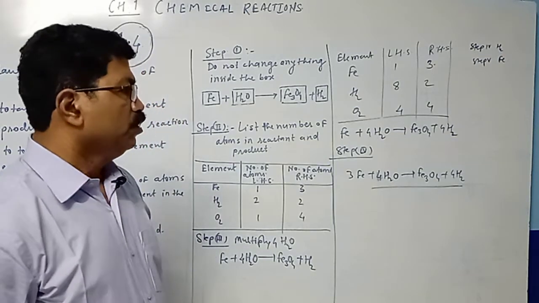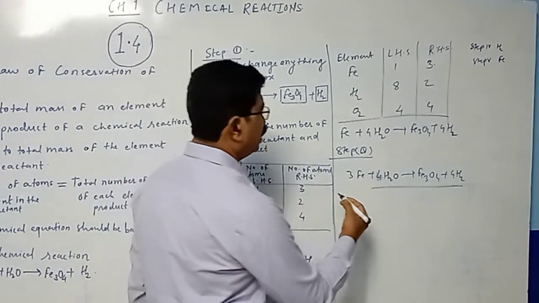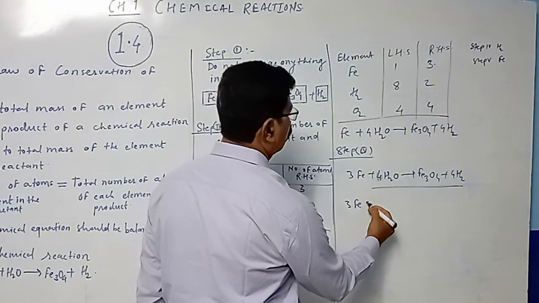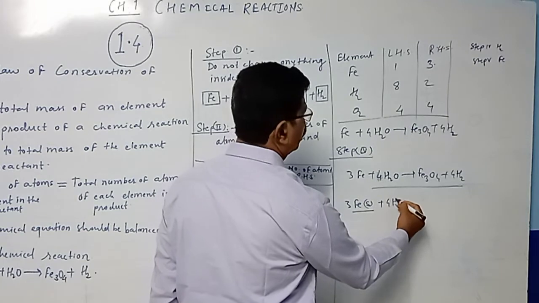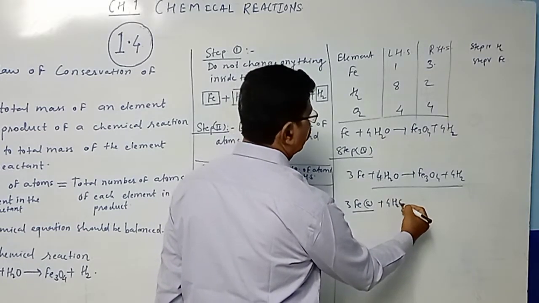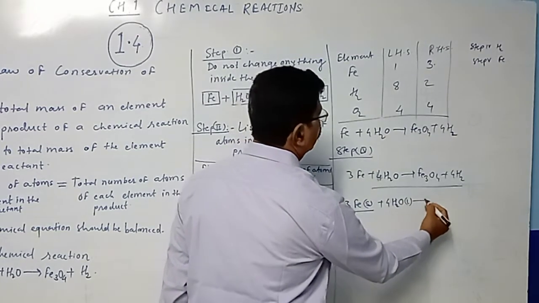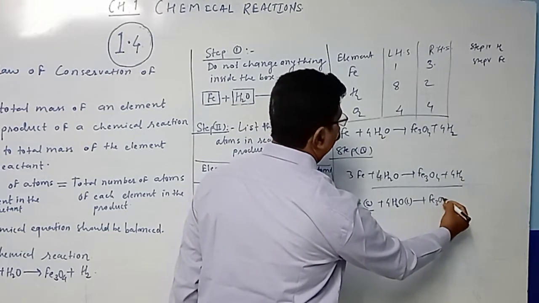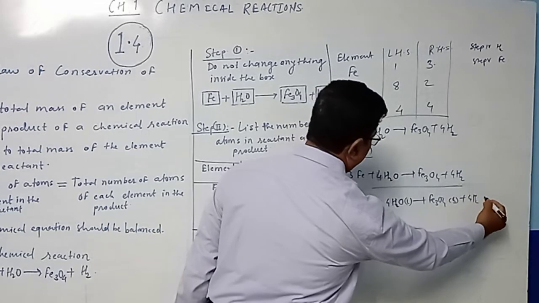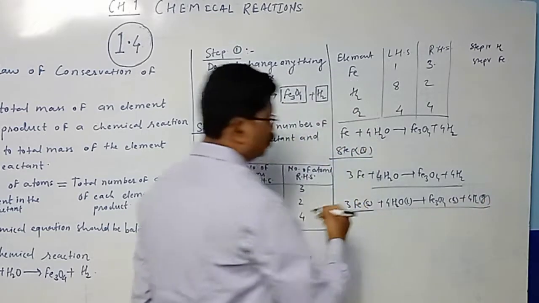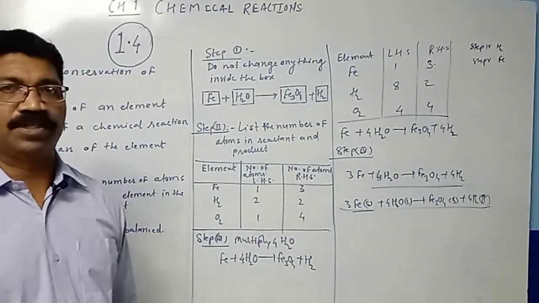Okay, now you can indicate its states. 3Fe, iron in solid state, so I can indicate by S, plus 4H2O, water in liquid state. That's why I will write liquid L. Then Fe3O4 in solid state. Then 4H2 will be in gaseous state. So this will be the complete balanced chemical equation.